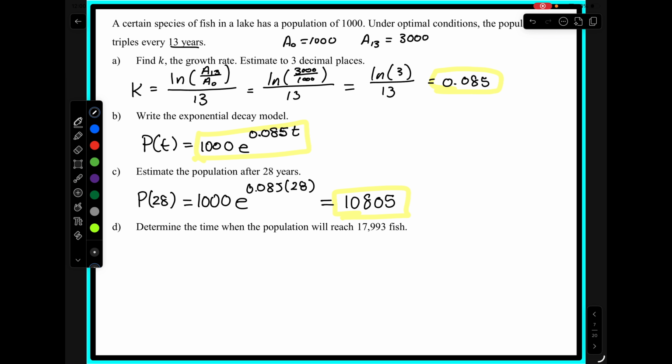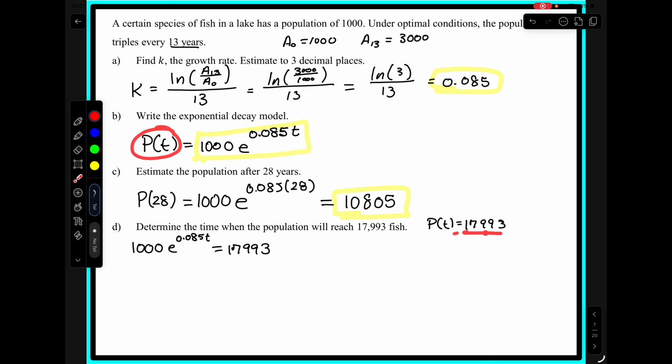So here are the answers for each part. And lastly, we can now do part D. We're going to use again the model from part B, 1,000e to the 0.085t, and we're going to set that equal to 17,993 fish. The reason we're doing that is because we need to determine the time. We don't know what t is, but we know that the amount is going to equal that value. So at some time my population has to be 17,993.